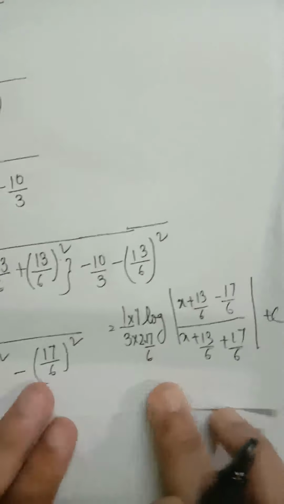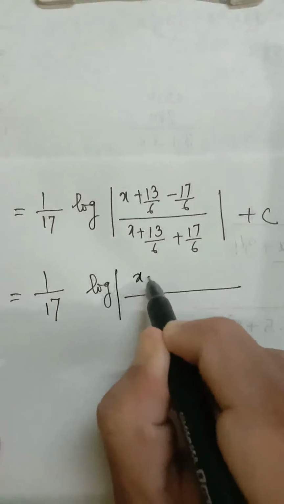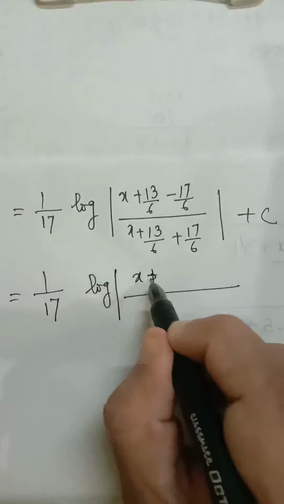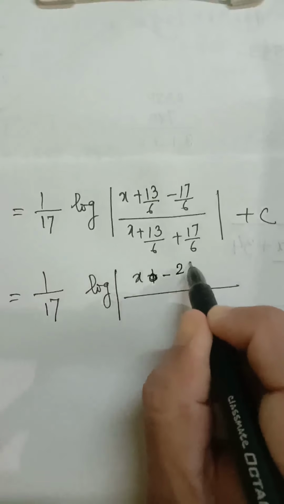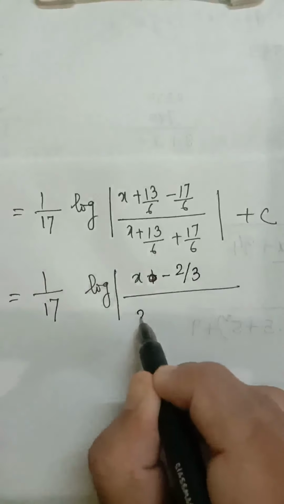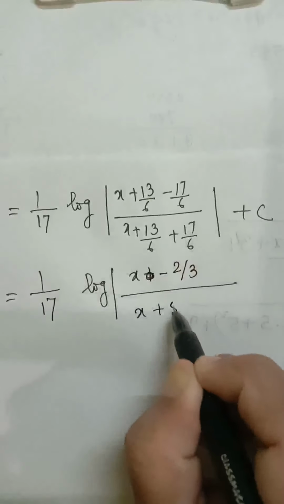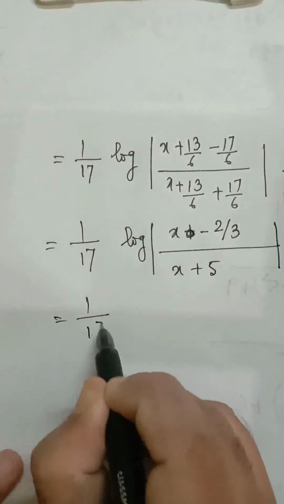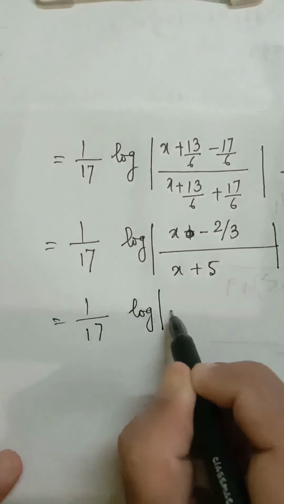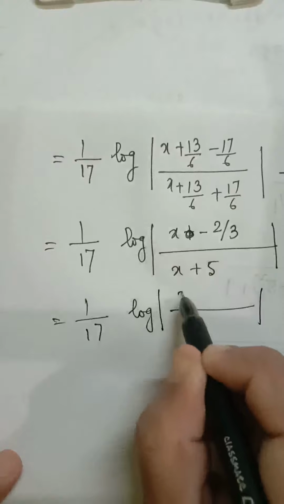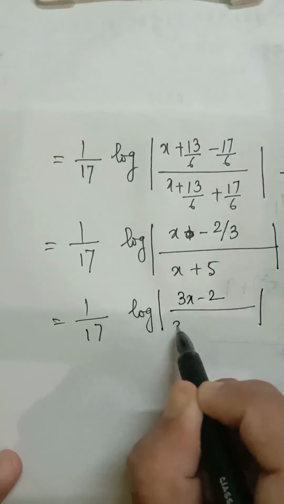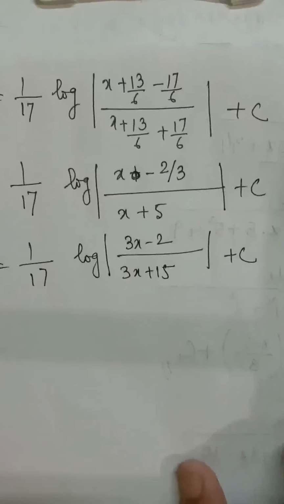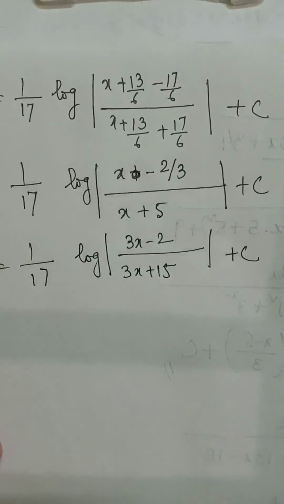So after simplification, our numerator will be x plus 13 by 6 minus 17 by 6, which is minus 4 by 6. So it will be minus of 4 by 6, meaning 2 by 3, and the denominator will be x plus 30 by 6, so x plus 5, plus c. So in the numerator, if you take LCM, after further simplification, our numerator will be 3x minus 2 divided by 3x plus 15. This is the answer: 1 by 17 log of (3x minus 2) by (3x plus 15) plus c.